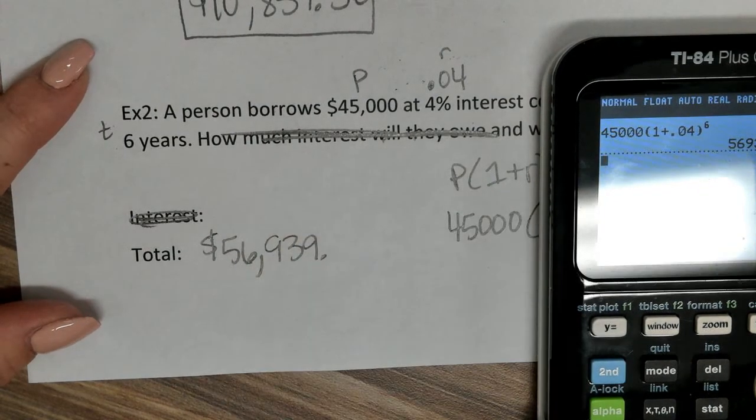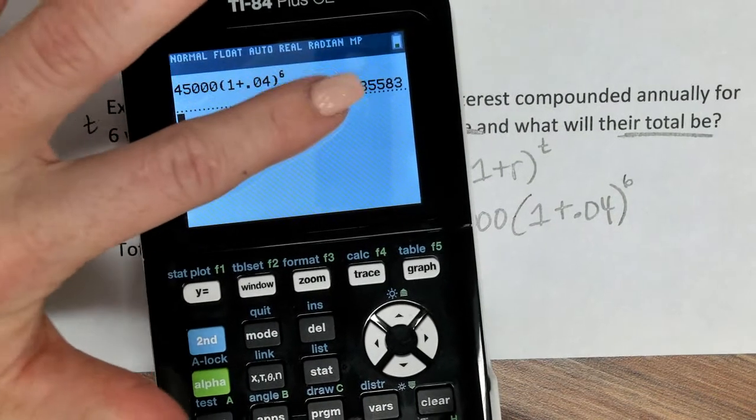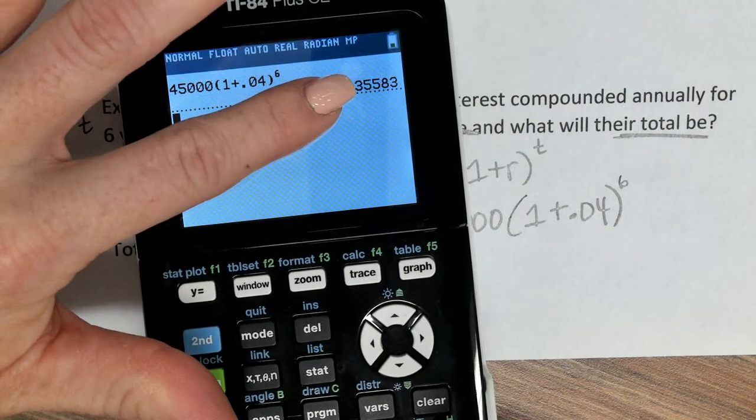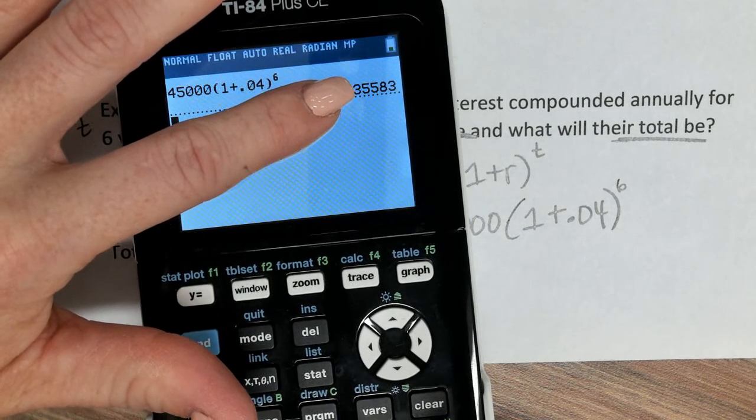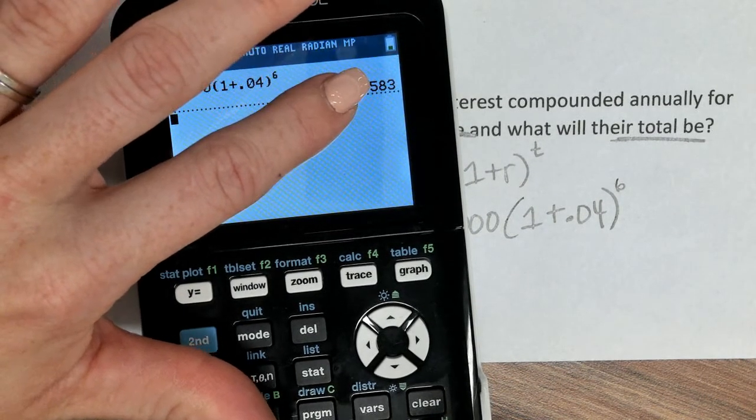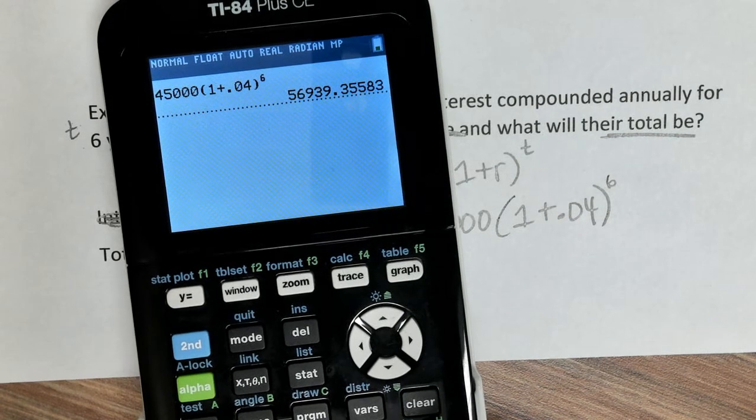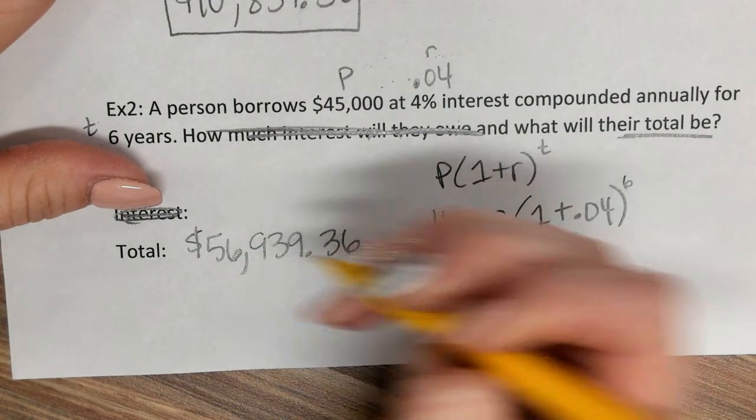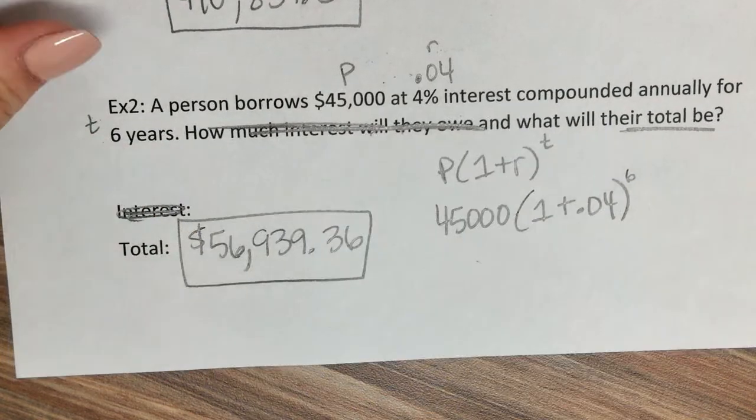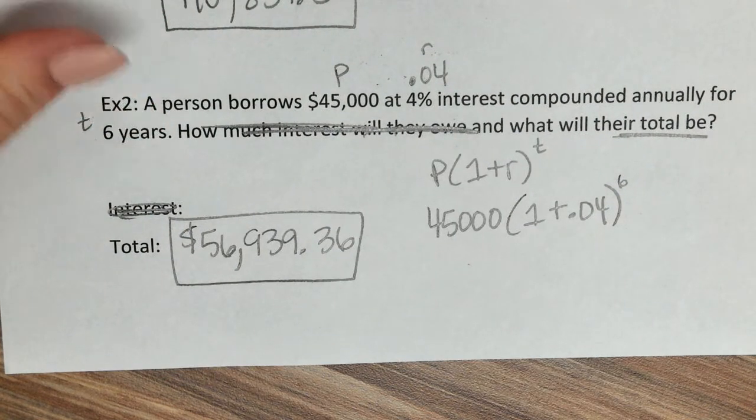$56,939. Now, how would I write this money right here? Would I do 35 cents or would I do 36 cents? Yeah, because this other number would round it up, but it's multiple choice, so it's okay. Like, just pick the one that's closest. So it would be 36 cents. And that's how much I would pay back total to borrow $45,000.